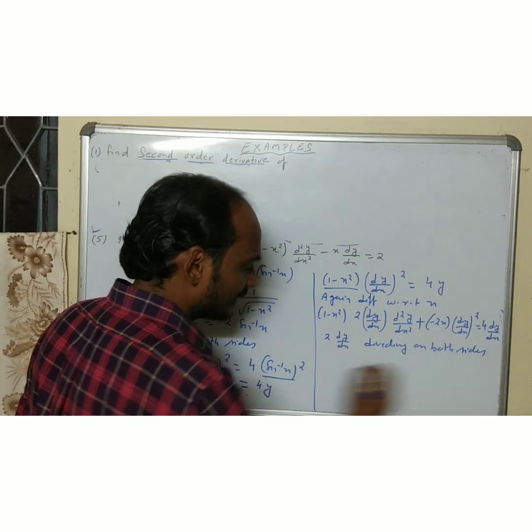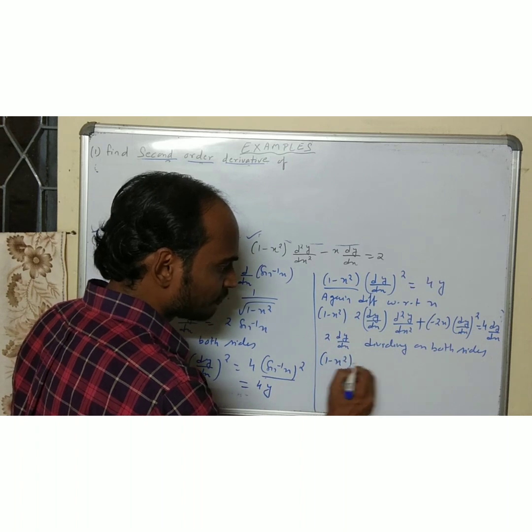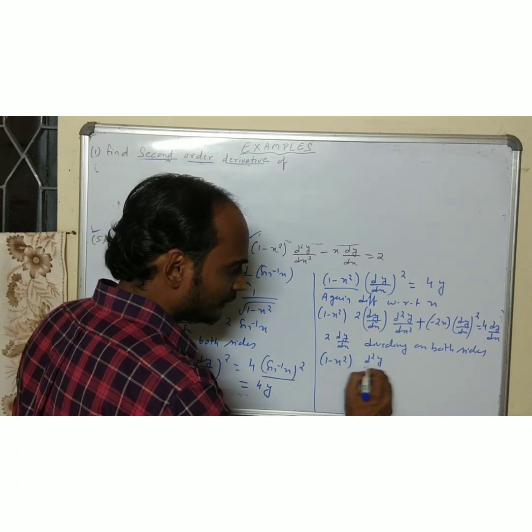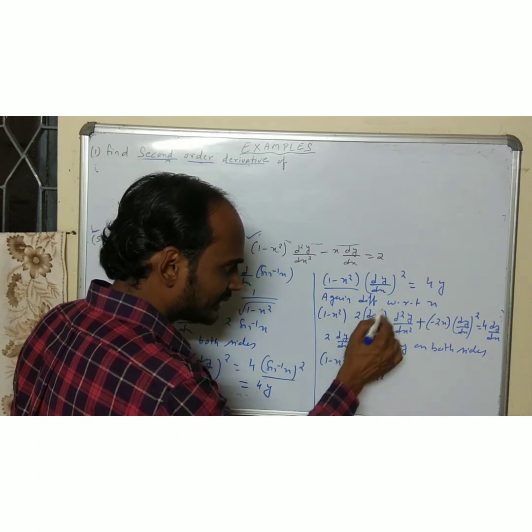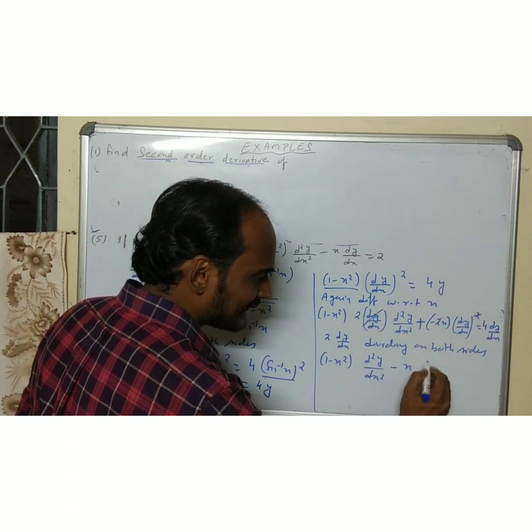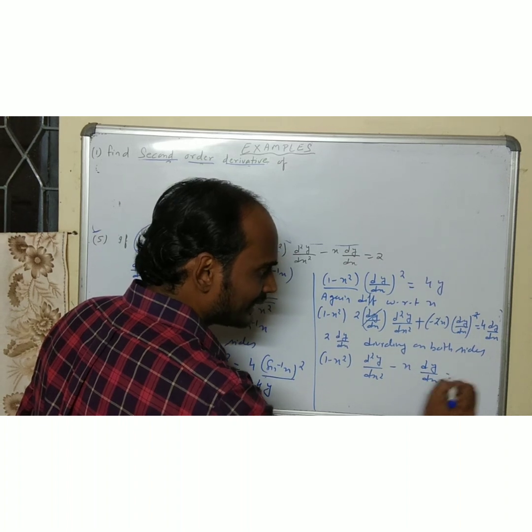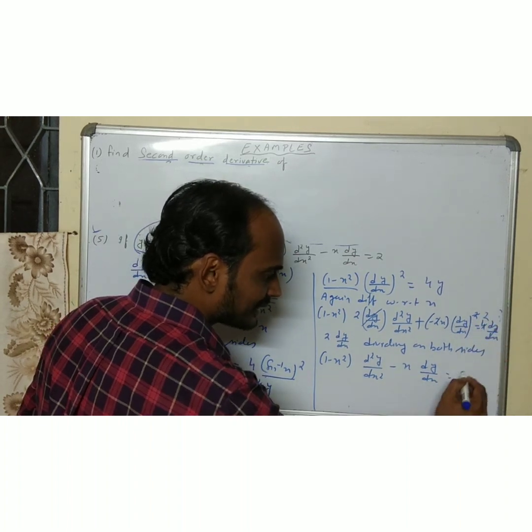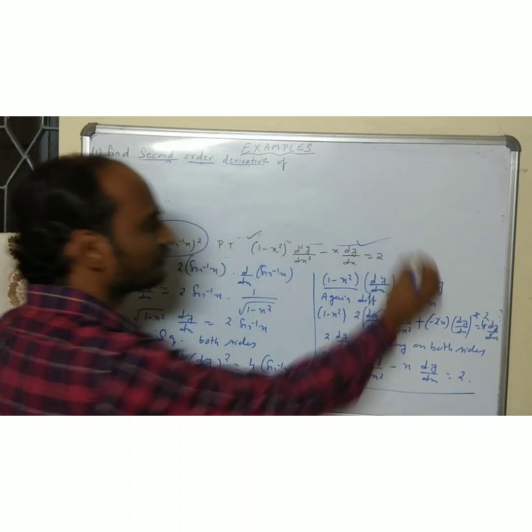On both sides we will get 1 minus x square into d2y by dx square. As we are dividing, this term will cancel, the square will cancel, the 2 will cancel, so minus x into dy by dx. Here the 2 will cancel, dy by dx cancels, so it equals 2. So that is the proof which is asked here.